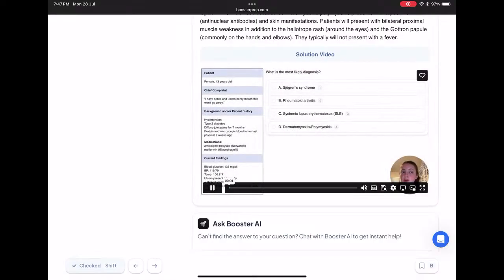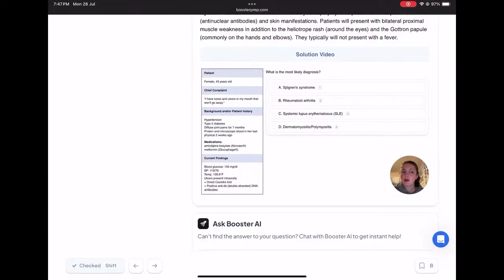We have a 43-year-old female who says, "I have sores and ulcers in my mouth that won't go away." She has hypertension, type 2 diabetes, diffuse joint pain for 7 months, protein and microscopic blood in her urine from her last visit 2 weeks ago. She's taking some medications, her blood glucose is high, her blood pressure's fine, she has a fever, there are ulcers present intraorally, she has a positive direct Coombs test, and a positive anti-double-stranded DNA antibodies test. And we're asked, what is the most likely diagnosis?